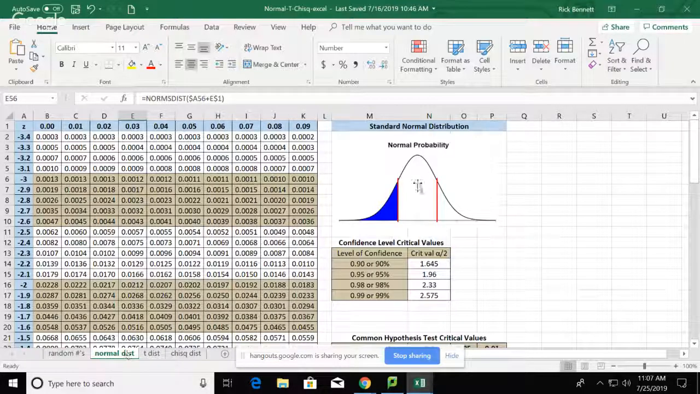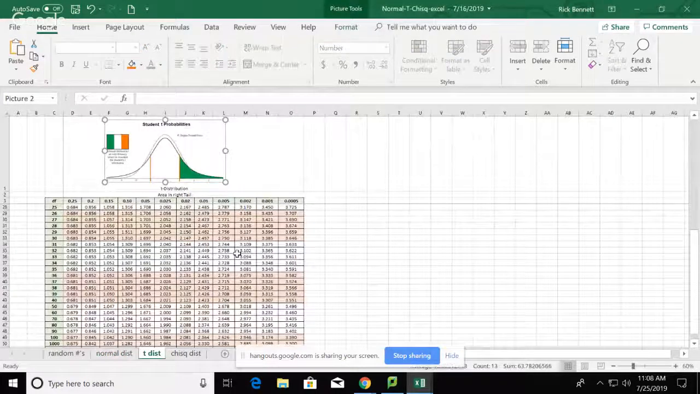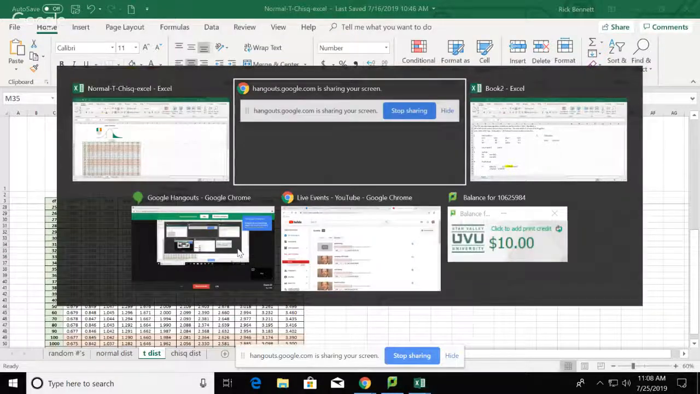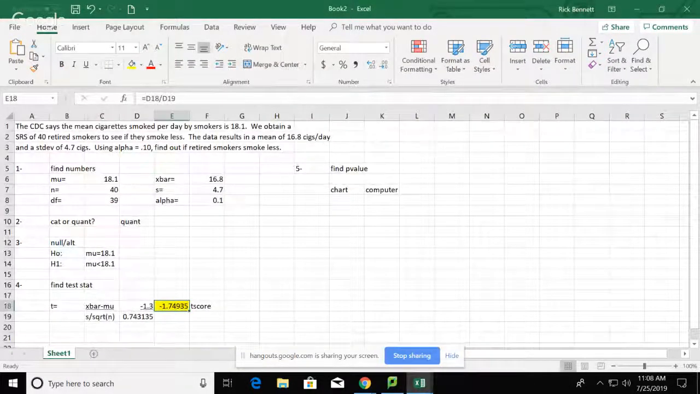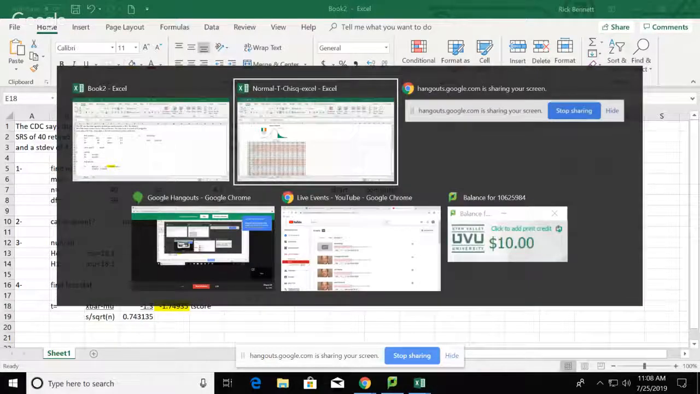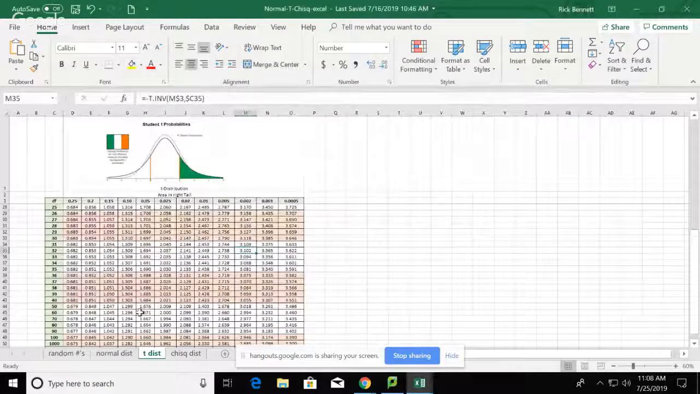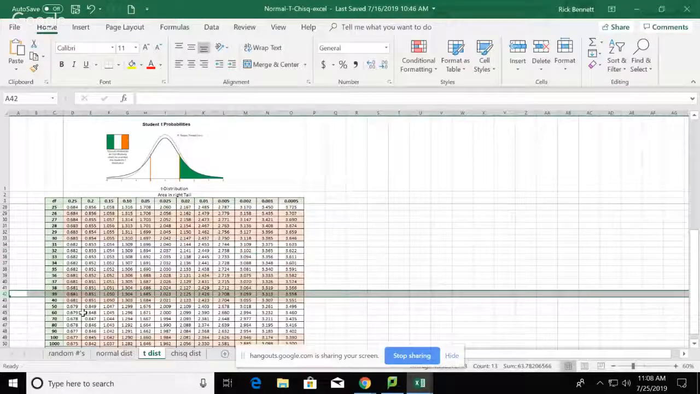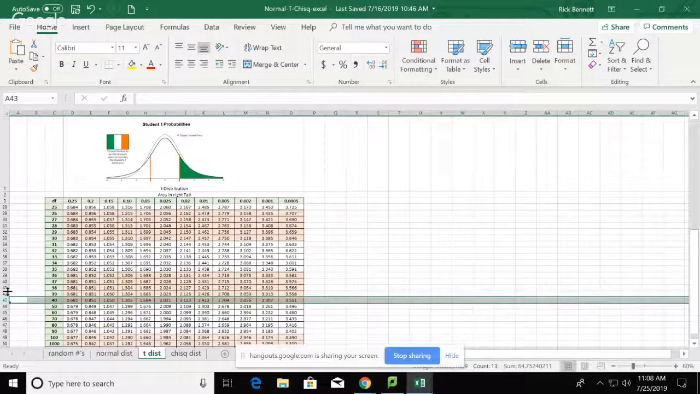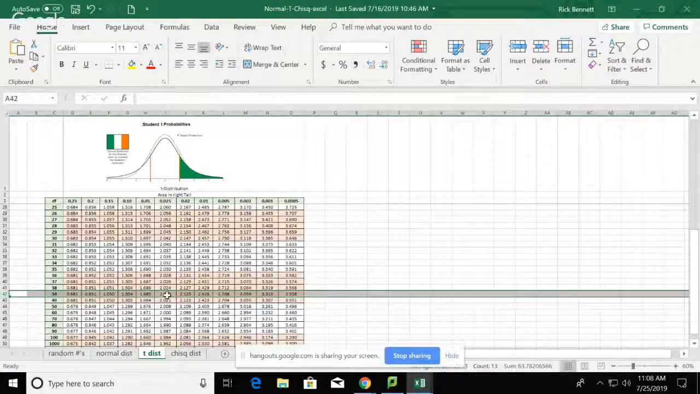Okay, so the normal distribution is shaded to the left. The t-distribution is shaded to the right. Do you see that? Now, what was my t-score that I got? I got negative 1.74, right? Okay, so here's the problem with the chart. We're on 39 degrees of freedom. Now your book would go 30 to 40, so you just round up to the nearest number. But since I've got this, I'm going to go 39 degrees of freedom.